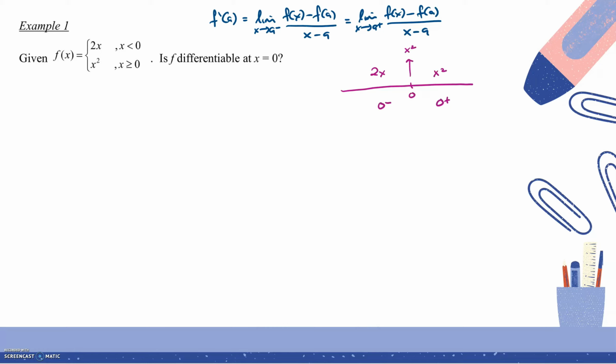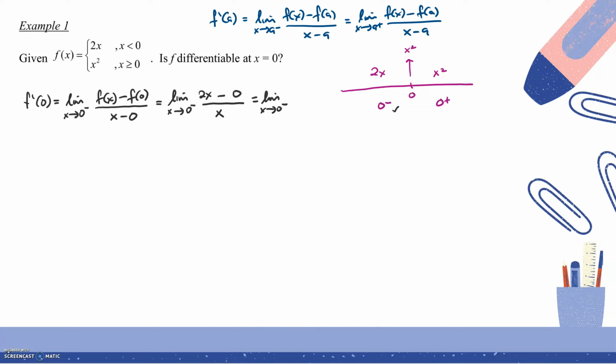So our a is 0, therefore f prime of 0 is equal to the limit as x approaches 0 from the left of f(x) minus f(0) divided by x minus 0. So this will be equal to the limit as x approaches 0 from the left. The function for x less than 0 is 2x minus f(0), and f(0) is 0, divided by x. So we have here the limit as x approaches 0 from the left of 2, which will be equal to 2.